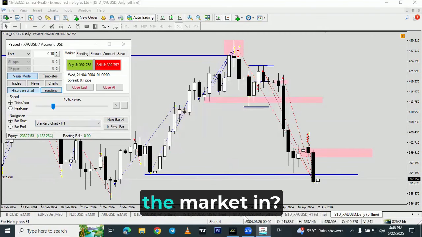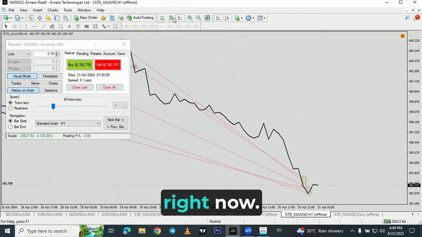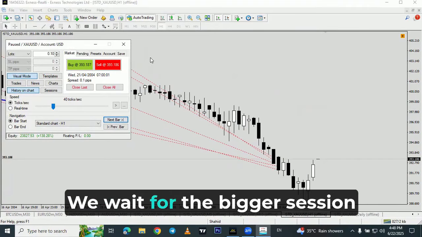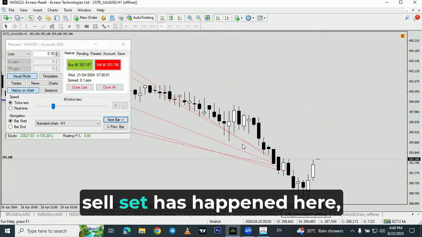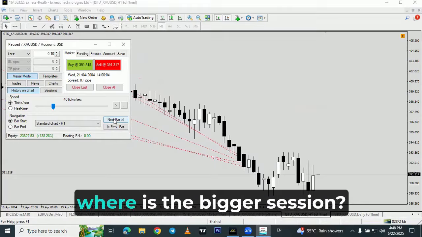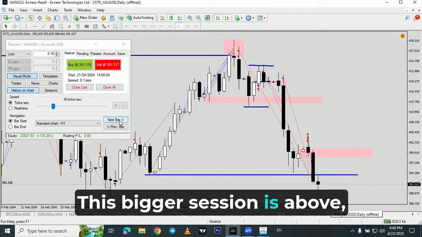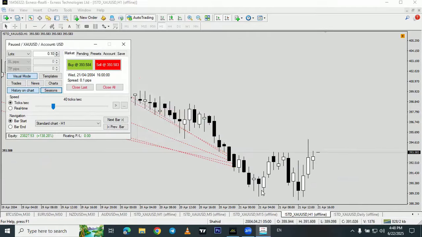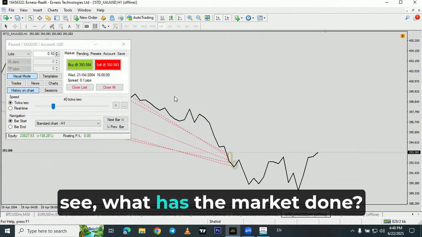But which session is the market in? It's the Asian session right now. We wait for the bigger session here. See, buy set, sell set has happened here, so we wait for a bigger session. Now if we want to buy here, where is the bigger session? This bigger session is above. So if you see, what has the market done?